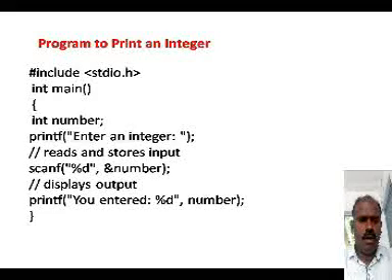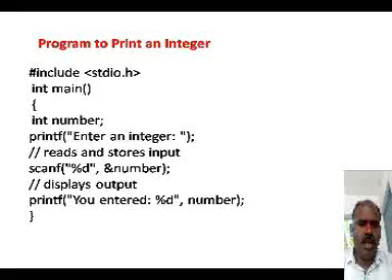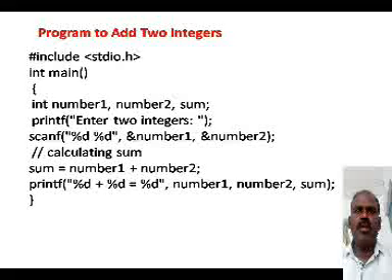Next, in this printf command, the data entered in between the quotations is displayed. In this printf command, the message you entered is displayed. After that, %d. Here, %d indicates the data type. It displays the data which is stored in number. Next program, to add two integers.